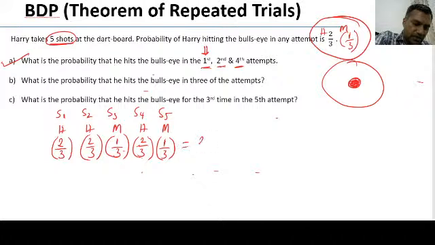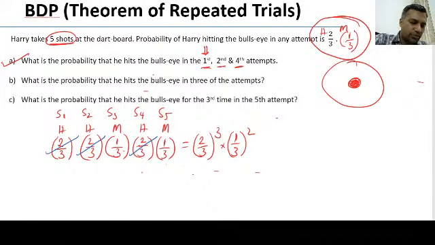Fair enough. What is the answer here? 2 by 3 raised to power 3 and 1 by 3 raised to power 2. What is 2 by 3 raised to power 3? 2 by 3, 2 by 3, 2 by 3, therefore 2 by 3 raised to power 3. What is 1 by 3 raised to power 2? 1 by 3, 1 by 3, therefore 1 by 3 raised to power 2. Fine, you wrote this part. That's for the first question.